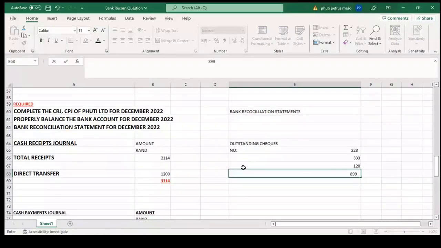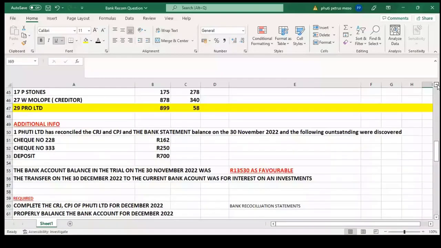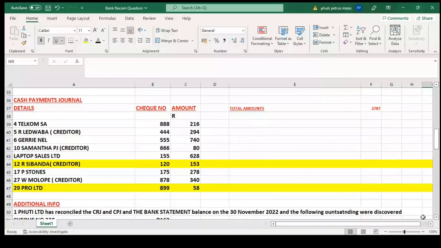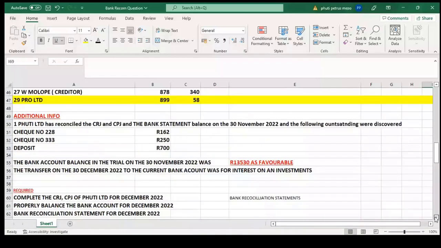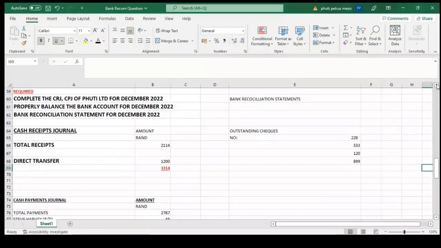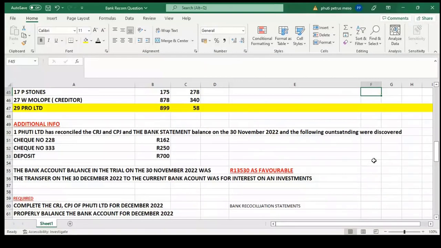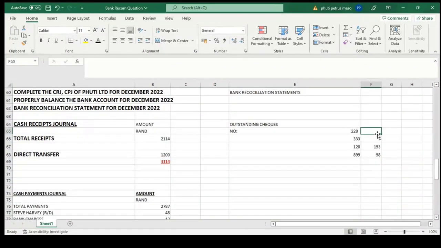Please give me the figure, Jessica. Oh, let me just go back quickly. Okay, 120 is 153 and 899 is 58. Okay, 153 and 58. Okay, let's go up. 162 and 250, right? Yes. For 228 and 333. 162 and 250. Is it 280? 250, sorry.